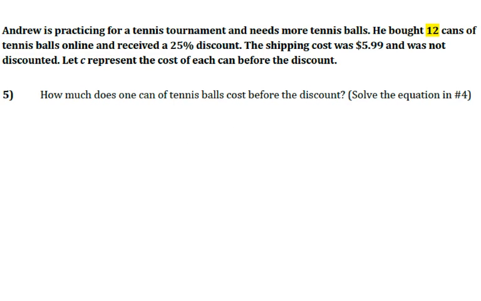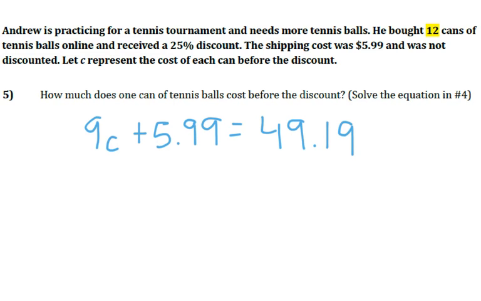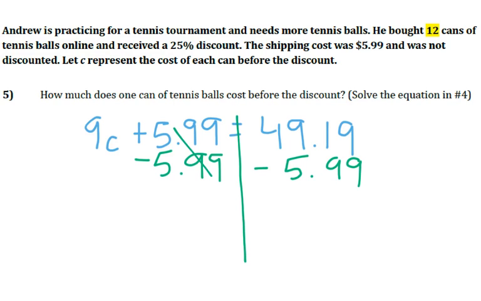Number 5, how much does one can of tennis balls cost before the discount? To do that, we have to solve the equation from number 4. So we'll draw our line down, and notice all the variables are on one side of our equation, so we're just going to do the opposite of what's happening to our variable. We're multiplying by 9 and then adding $5.99. So we're going to subtract the $5.99 from both sides of our equation. This gives us 9C, or 9 times C, is equal to $43.20.